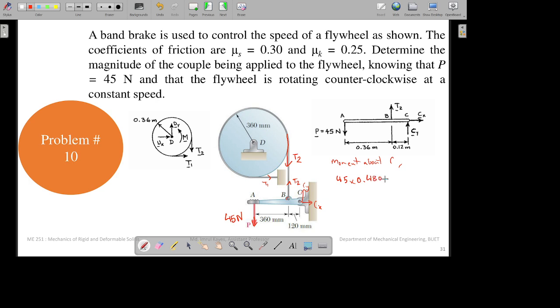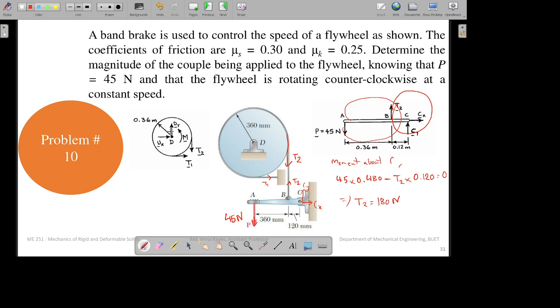So the equation will be 45 into 0.480 minus T2, because this will have anti-clockwise rotation and this will have clockwise rotation. So minus T2 into 0.120 equal to 0. So the value of T2 comes out to be 180 Newton. So now you know the value of T2.